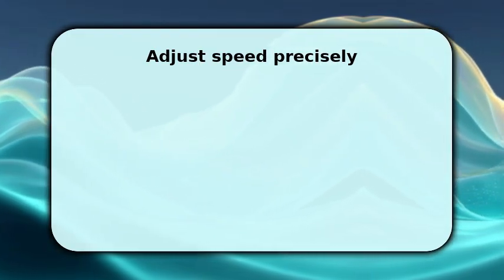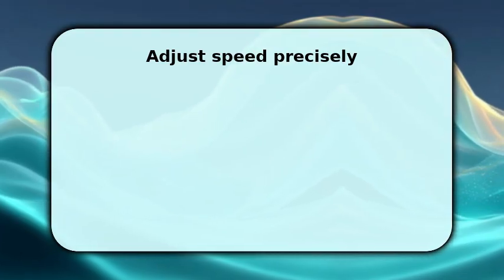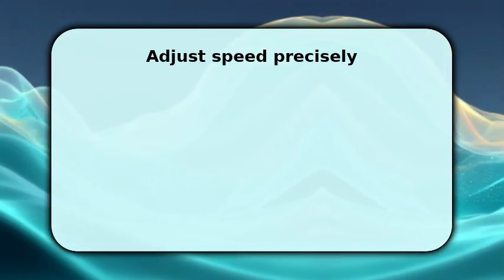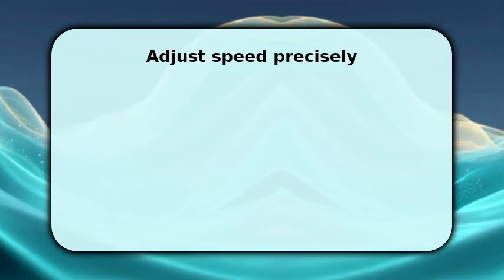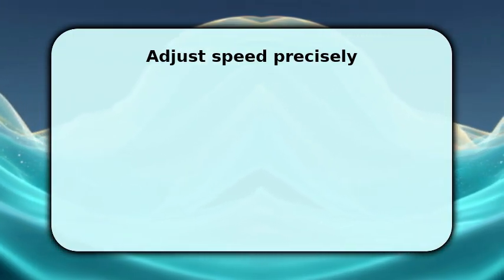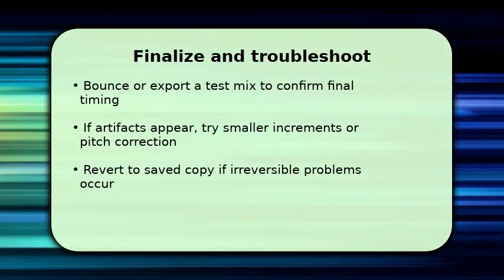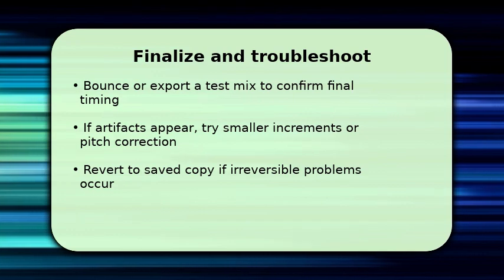Make small adjustments, like 1% to 20%, and play back after each tweak so you can judge groove and pitch. If multiple tracks must match, group them or change the master tempo instead of single. You finish by listening through the full mix and exporting a short bounce to verify timing across all devices. Make sure to check for artifacts.